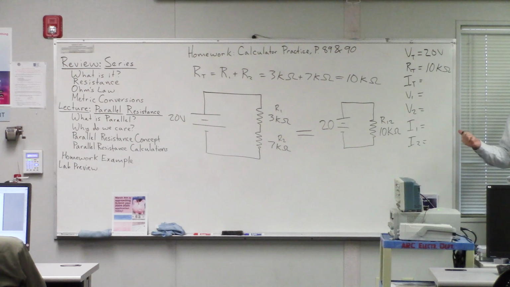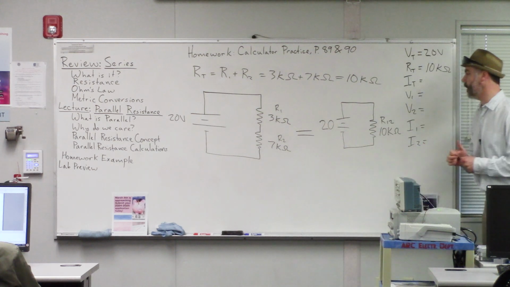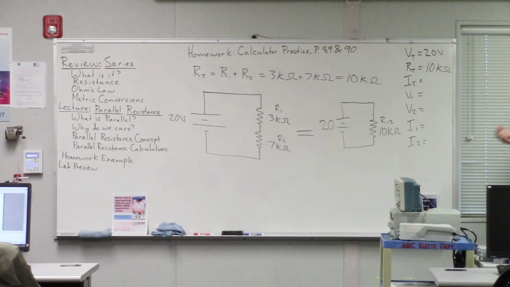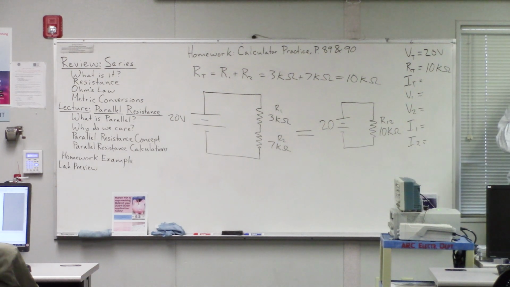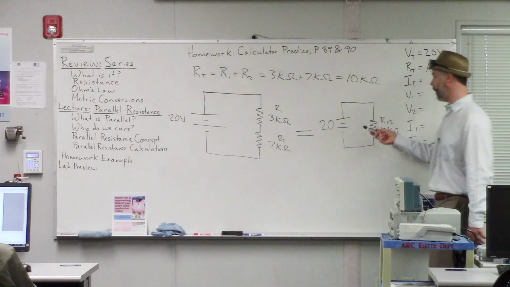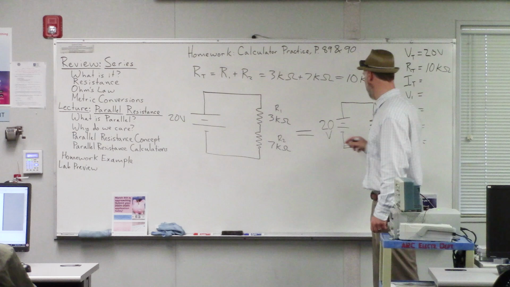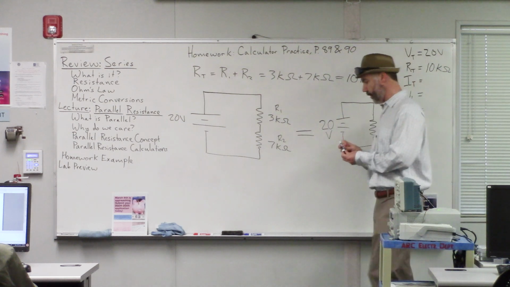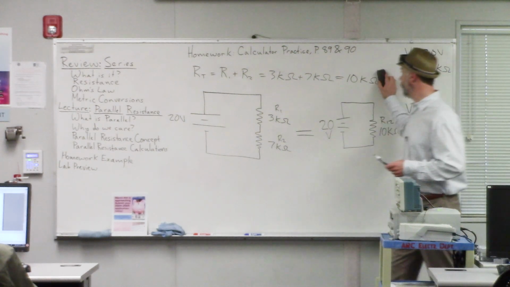Any questions about that so far? All right. Then the next thing, what would be the next thing that we could look at? Sometimes that's the hardest part of these problems, figuring out what to do next. Yes, that's a good idea. We can find the current. We know the voltage, 20 volts, and we know the resistance, so we can find the current. What law would we use for that? Ohm's law, that's right.